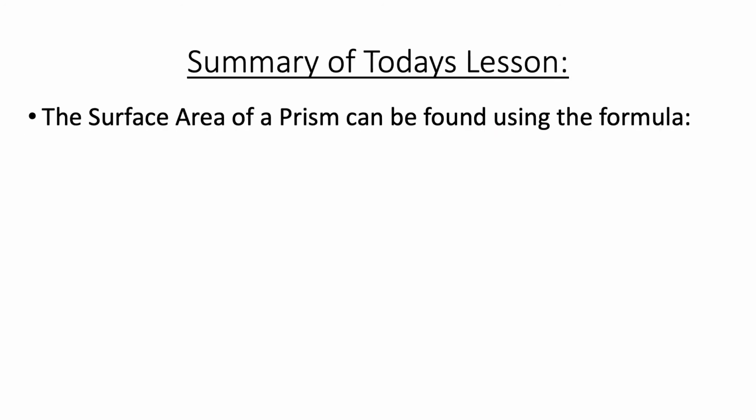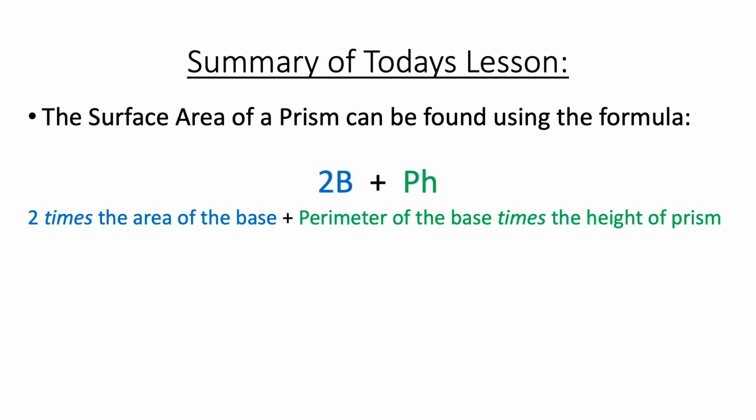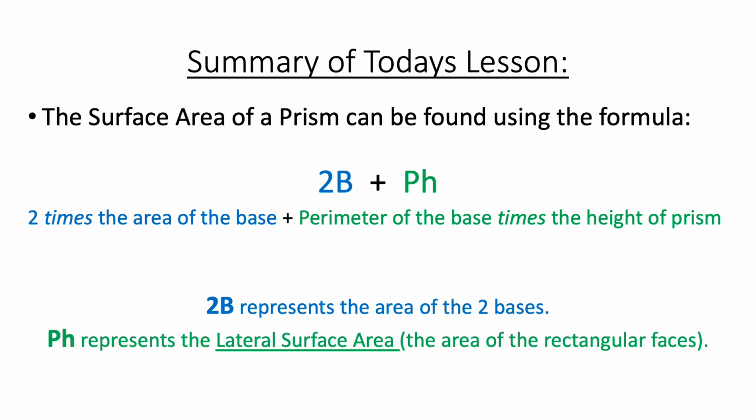The surface area of a prism can be found using the formula 2 times the area of a base plus the perimeter of the base times the height of a prism. 2 times capital B represents the area of the two bases. Capital P times H represents the lateral surface area, or the area of the rectangular faces, which is found with the perimeter of the base times the height of the prism.